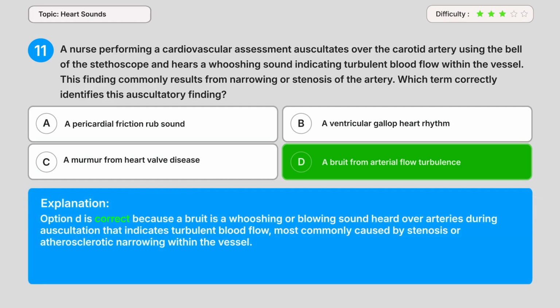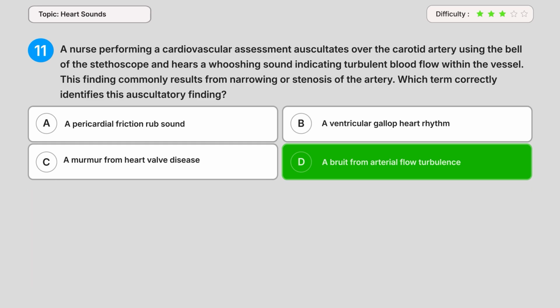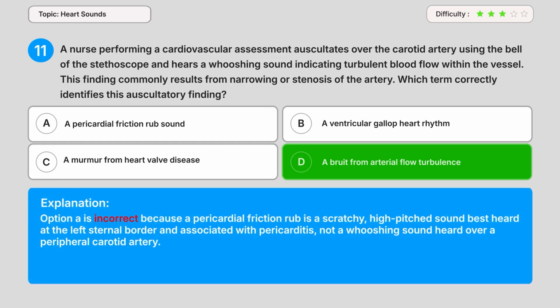Explanation. Option D is correct because a bruit is a whooshing or blowing sound heard over arteries during auscultation that indicates turbulent blood flow, most commonly caused by stenosis or atherosclerotic narrowing within the vessel. Option A is incorrect because a pericardial friction rub is a scratchy, high-pitched sound best heard at the left sternal border and associated with pericarditis, not a whooshing sound heard over a peripheral carotid artery.